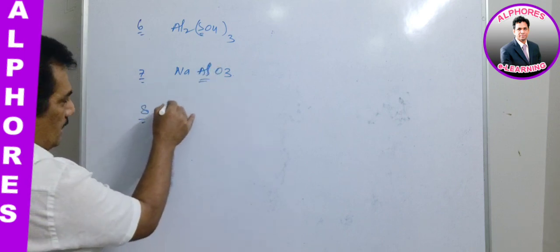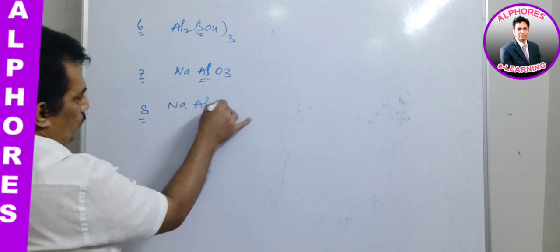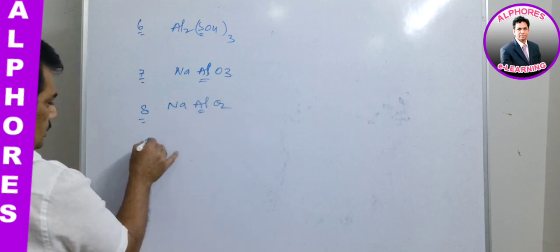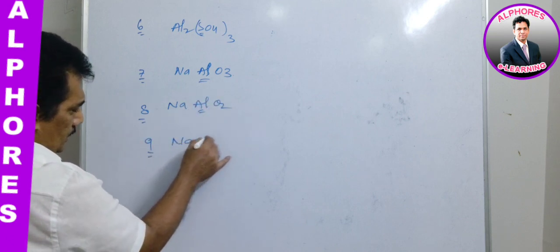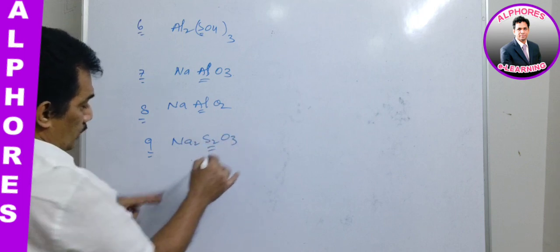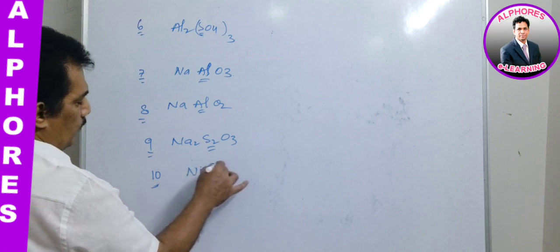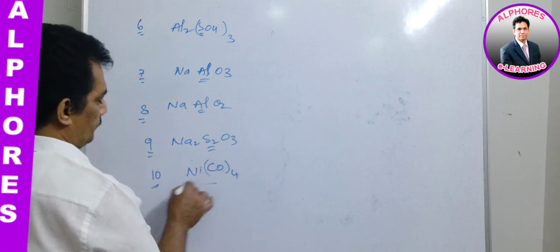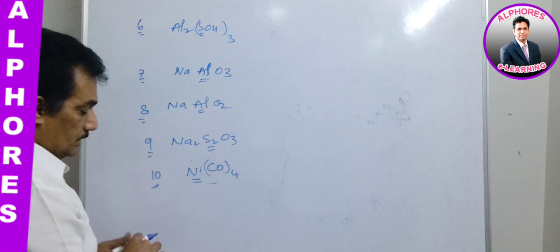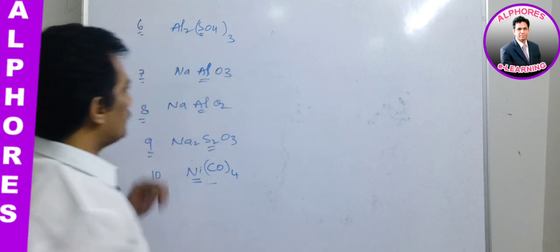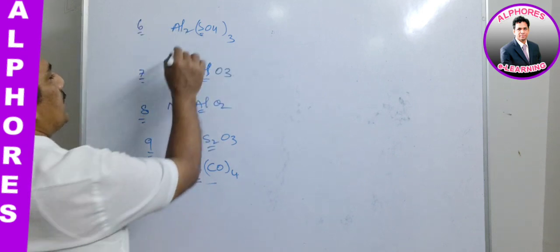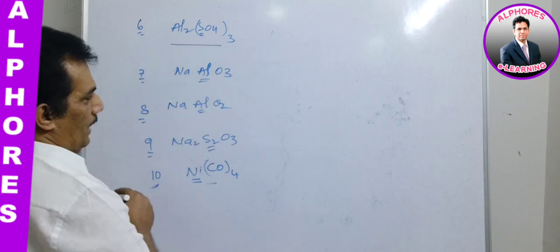And then it is NaAlO2, aluminate, and then Na2S2O3, thiosulfate, and then Ni(CO)4. Here, nickel oxidation state. Clear? In this type of compounds, how to find?